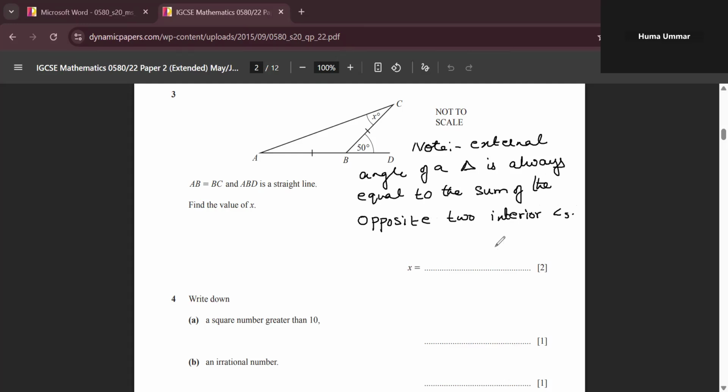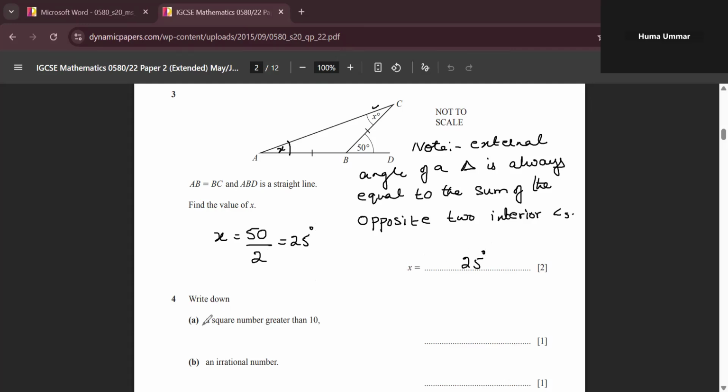Now look here, if you know the rules, all the maths becomes very simple. If it is 50, it is the sum of this angle and this angle, and since it is isosceles, both are the same. So you will do 50 divided by 2. Your answer will be 25.